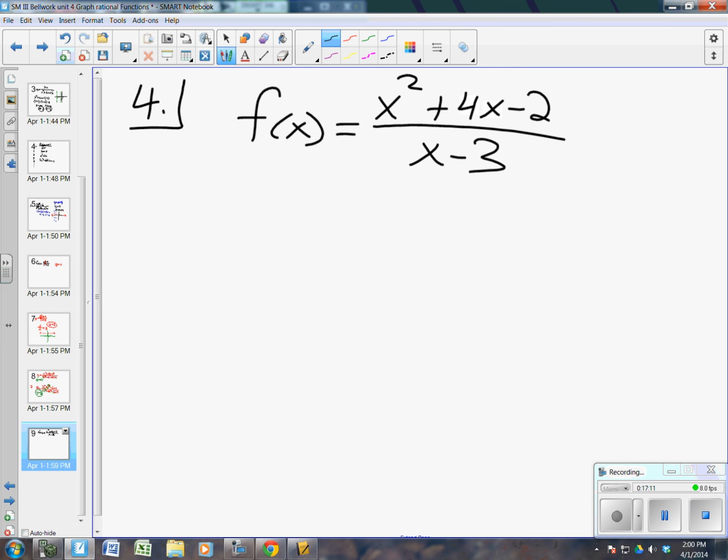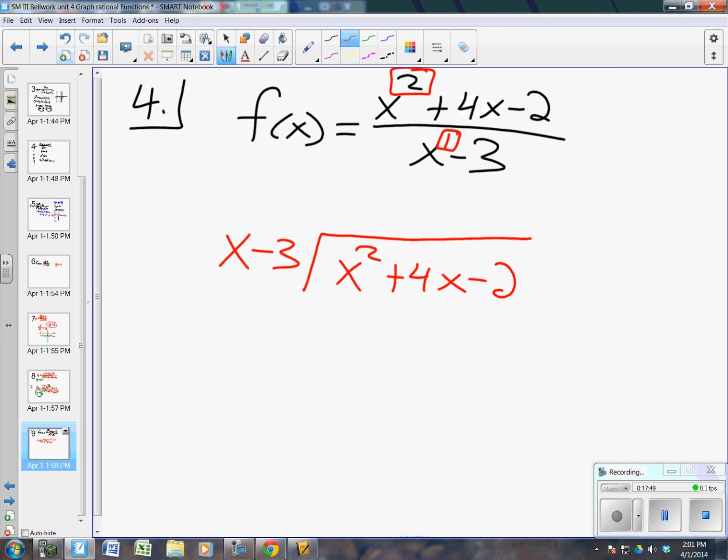It has an oblique. What's the degree of the numerator here? 2. What's the degree of the denominator? 1. If the degree of the numerator is exactly one more than the degree of the denominator, then it has an oblique asymptote. It will not have a horizontal asymptote. Do we understand that? It will not have a horizontal asymptote if it has an oblique asymptote. So what does it mean when it says divide? This is what it means. X minus 3 divided into x squared plus 4x minus 2. Long division. How many of you guys remember how to do this?